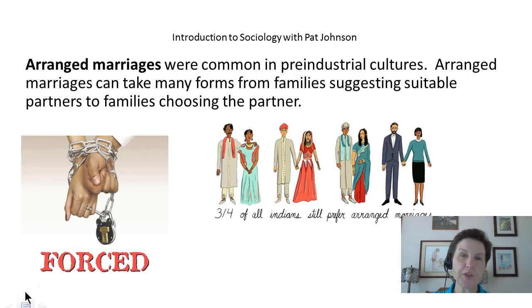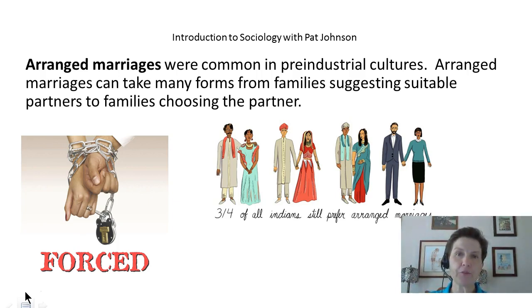Now, what we're going to talk about here is not forced marriage, where usually the woman has no choice, where she will either be ostracized, hurt, or maybe even killed if she doesn't marry the man her family has arranged. We're not talking about that here. We're talking about other forms of arranged marriage where the families of the two partners are involved in scoping out who would be a suitable person for their child to marry.